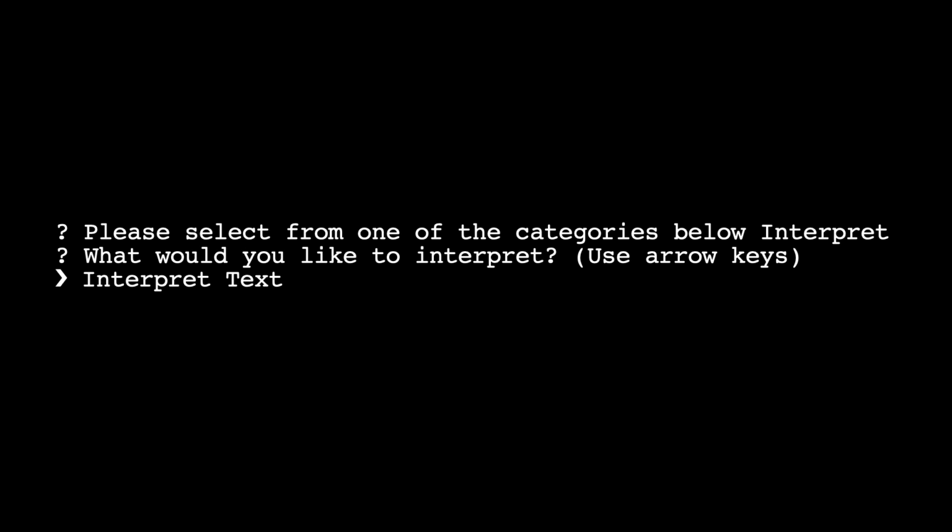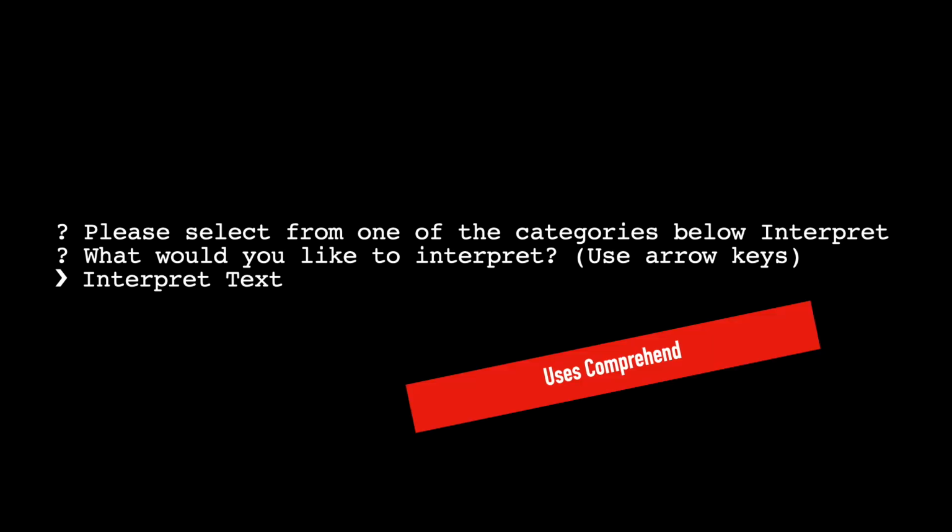Then if we have the Interpret category, it's only one option that allows you to interpret text, and that will be using Amazon Comprehend, and it will let you do sentiment analysis on text. So you can do summaries, you can do analysis if the text is violent or abusive or safe, or things like that. So you have a lot of options there, so that's pretty nice.